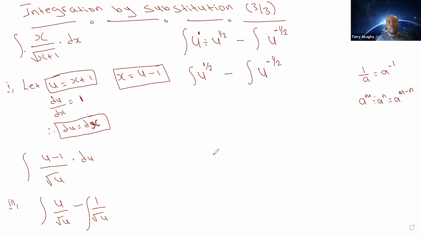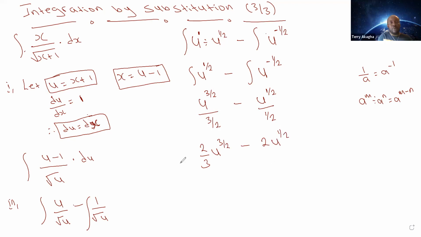Can you see? Now let's integrate this. When you integrate, you add 1 to the power and divide by the new power. So it will be u, 1 plus half gives 3 over 2, divided by 3 over 2, minus u, minus half plus 1 gives half, divided by half. Because it's divided by a fraction, it's the same as multiplying by 2 over 3. So you swap this: 2 over 3 u to the power 3 over 2, minus 2 u raised to the power half.